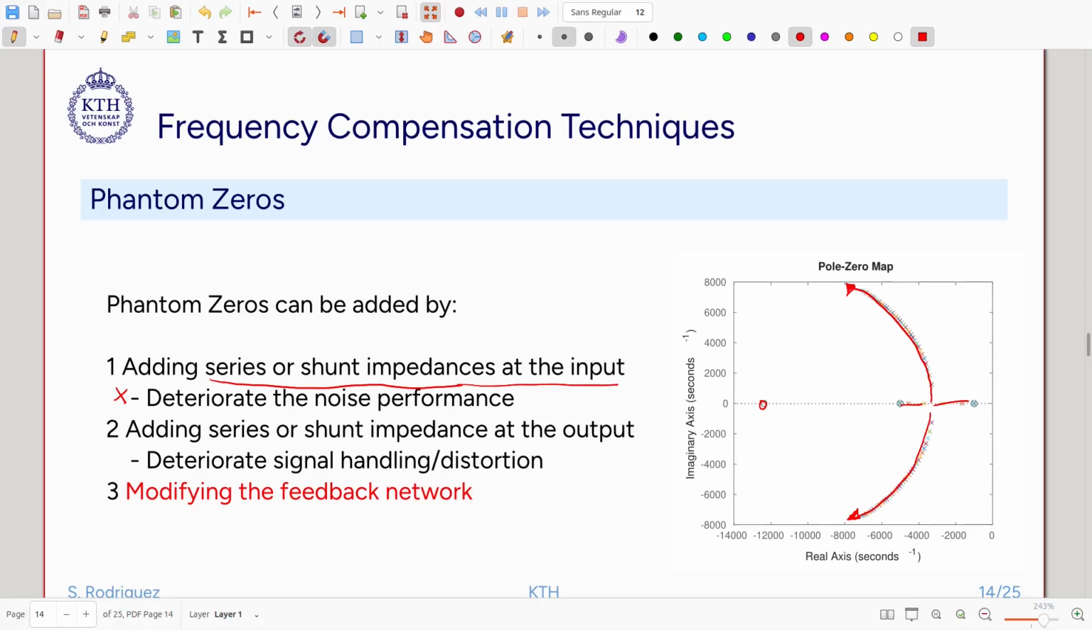Another alternative is adding series or shunt impedances at the output, but as we also saw during the linearity lecture, adding impedances at the output deteriorates the linearity. So it is not going to be our first choice either. But we have another alternative: modifying the feedback network. If we can introduce the poles in the asymptotic gain by modifying the feedback network, then that will actually be our first choice.